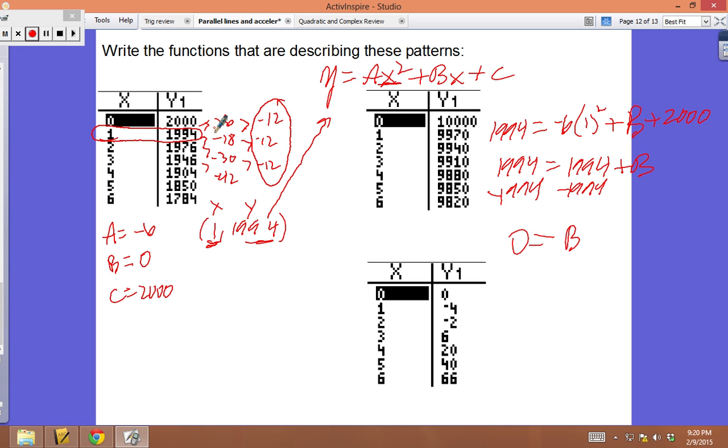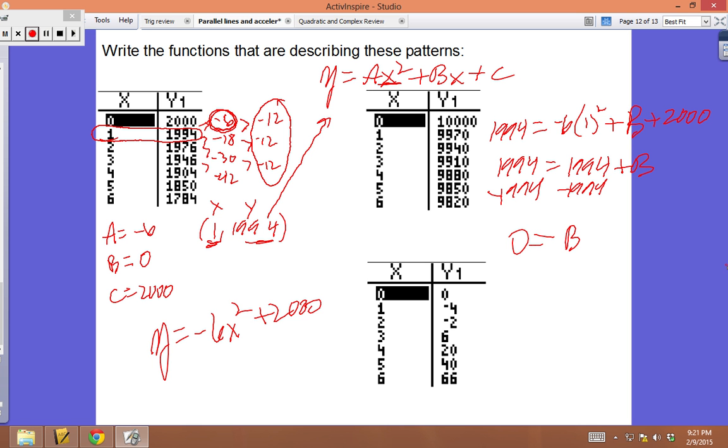The other way we've done in class is this first, but if you look between 0 and 1, its average speed should have been 6, which it was. So that means if it started at 0, its average speed would have been 6, which it is, so it must have started at 0. So your formula is y equals negative 6x squared plus 2000.